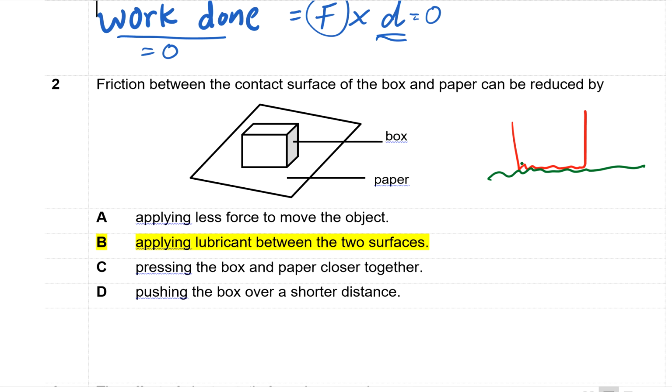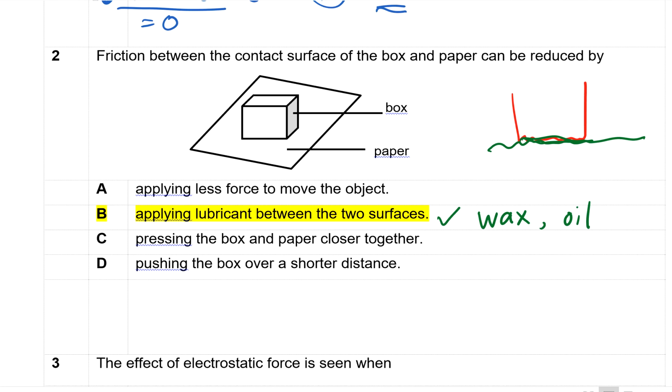So in order to reduce this, one good method would be, of course, to apply lubricant. Some of the common lubricants will be things like wax, oil. Of course, you can use water as well, but it doesn't work as well as wax or oil. And of course, most of the time we will also combine it by polishing and making the surface smoother. So the smoother it is, the lesser the friction. When you push them over a short distance and apply less force, all these things do not help to change the friction because basically we look at the surfaces that are in contact.